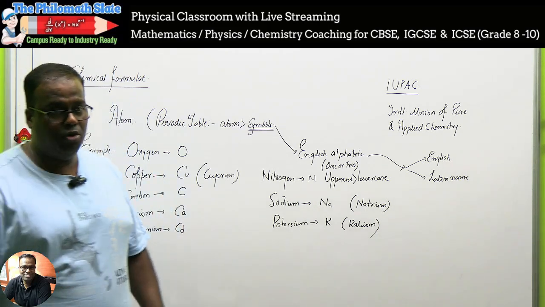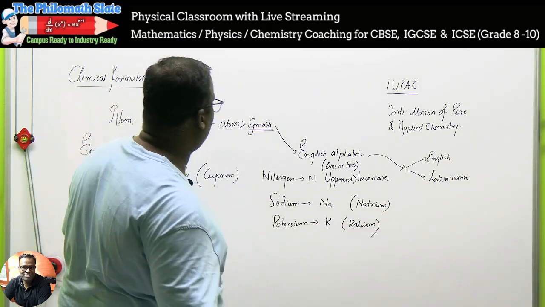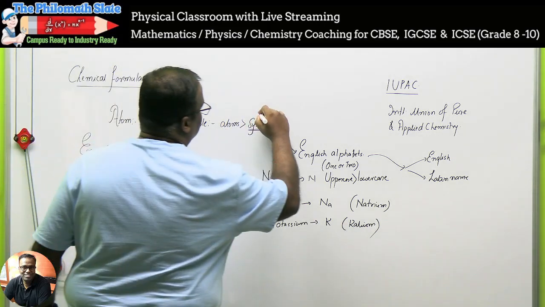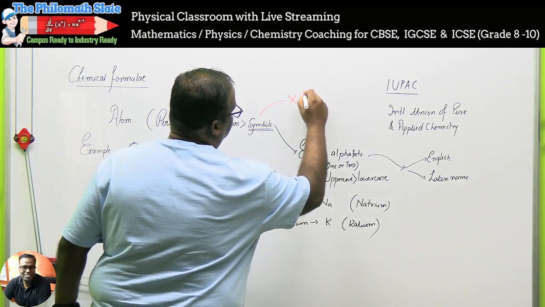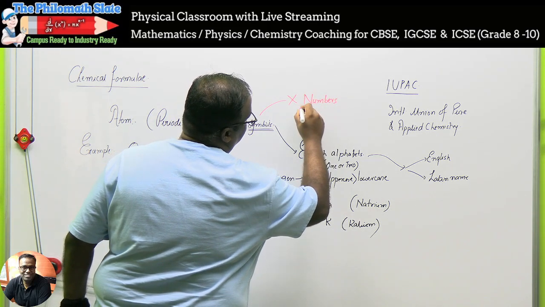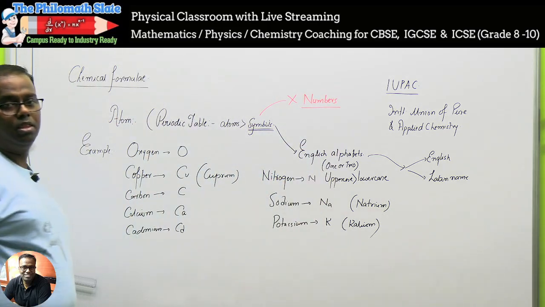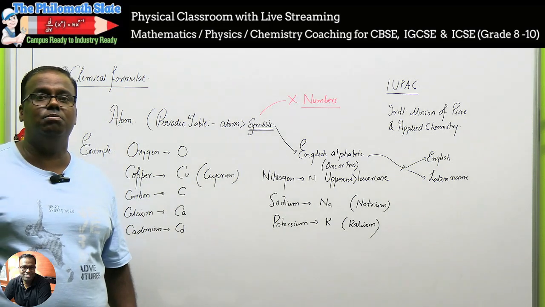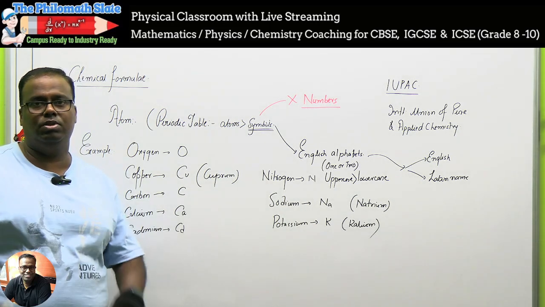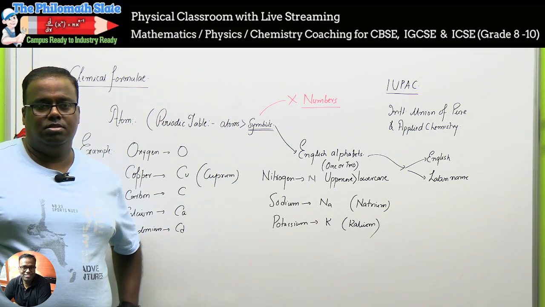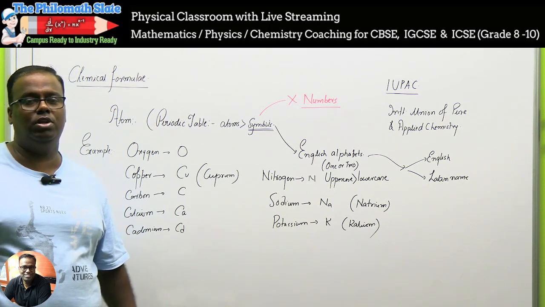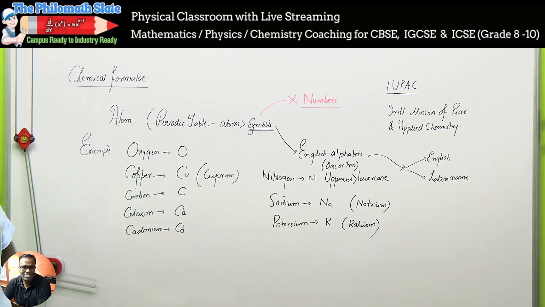Right. The most important thing, whether you have noticed or not, is that symbols will never have numbers with them. Always remember, symbols can never have numbers with them, because a symbol denotes an atom. An atom means only one. It cannot have numbers associated with it. Look at the periodic table: no one has numbers associated.